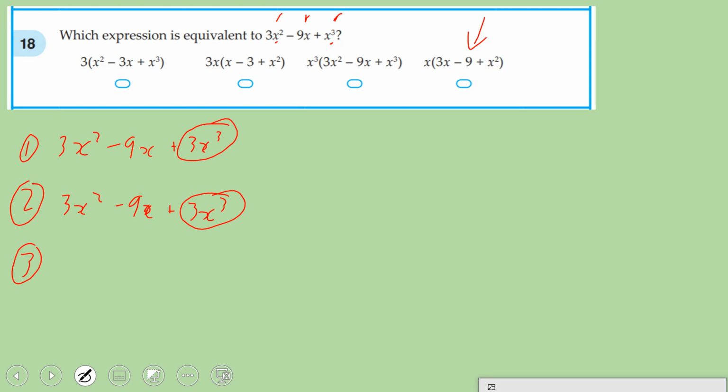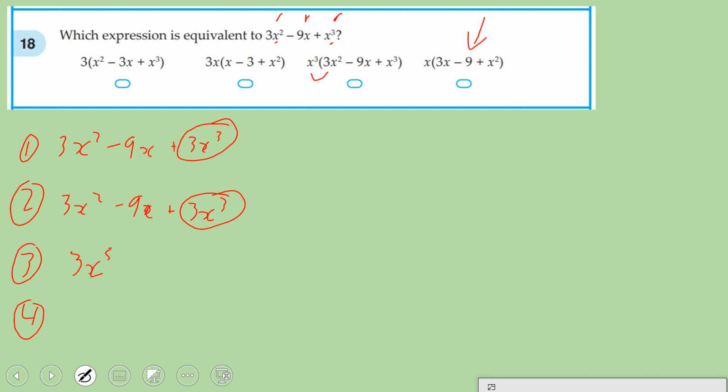x cubed times 3x squared. So you can remember you've got to add the indices. 3 plus 2 will be 5. So that will get you 3x to the 5. To be honest, it's not really worth continuing. You've already seen that it's wrong there.